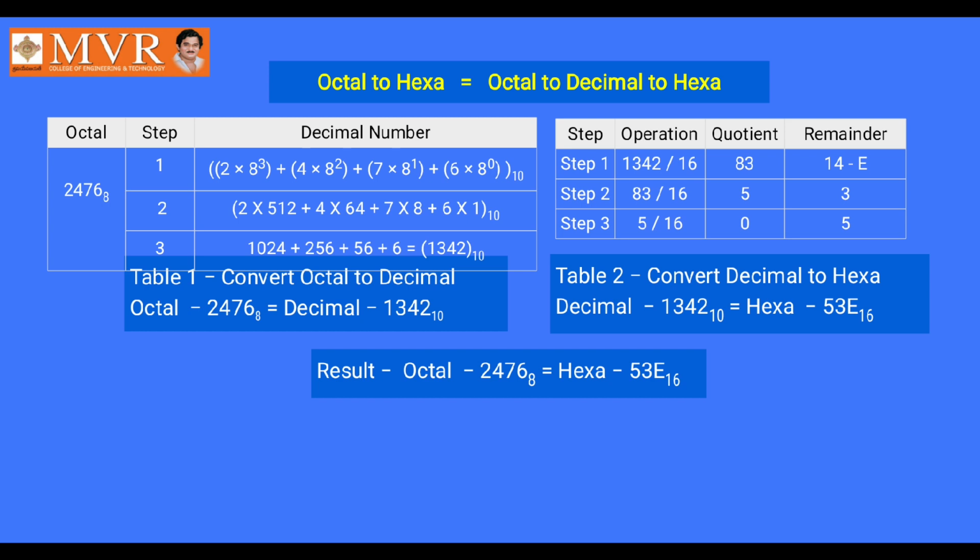Next step, 83 by 16, quotient is 5, remainder is 3. Now 5 by 16, quotient is 0 and remainder is 5. So you write from bottom to top, 53E. So the decimal 1342 is equivalent to 53E in hexadecimal. Now what we required, we achieved. So 2476 octal is equal to 53E of base 16 hexa. This is the conversion of octal to hexa.